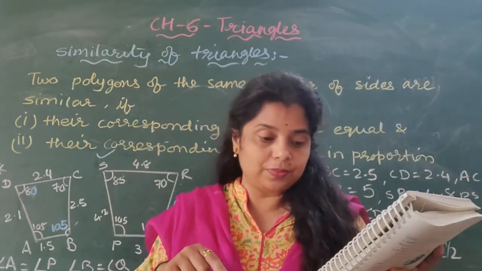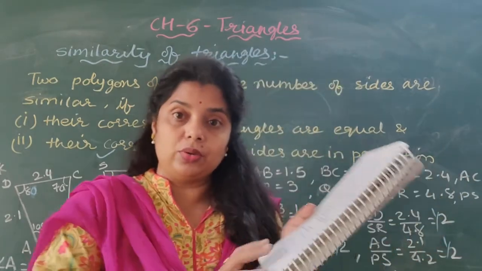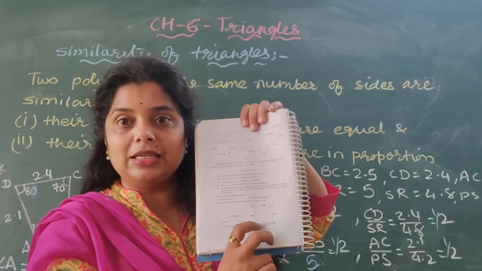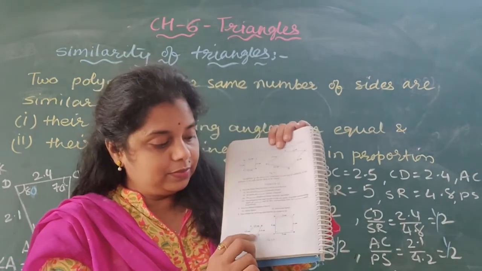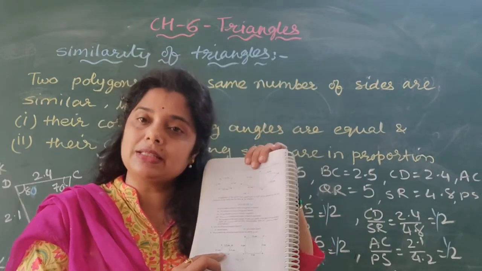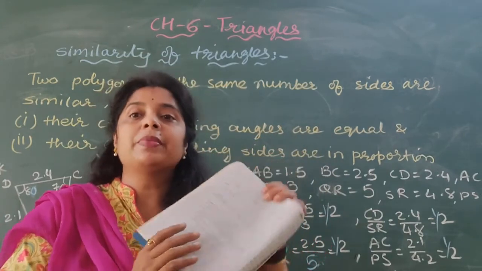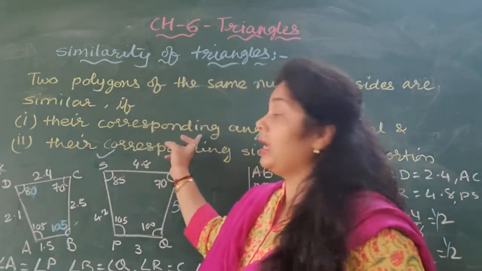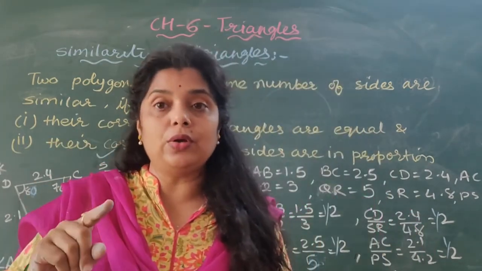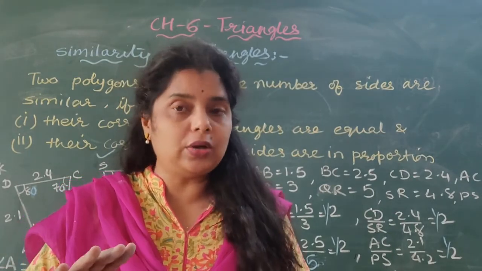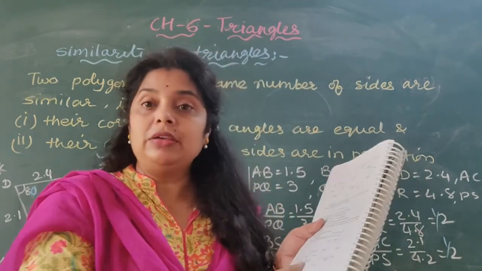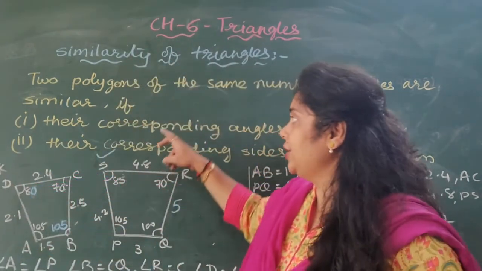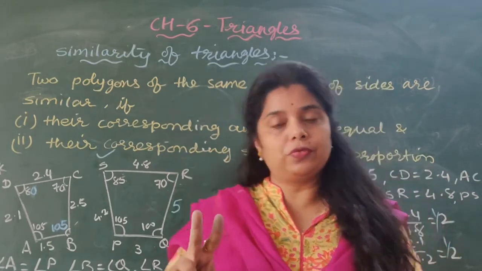Their corresponding sides are in the same ratio. Let's check the first one. As you see, in the second figure, all the angles are 90 degrees. Okay, and here it is not like that. Therefore, we can say that the given figures do not have equal corresponding angles, and therefore the given figures are not similar figures, as one condition out of two is not fulfilled.